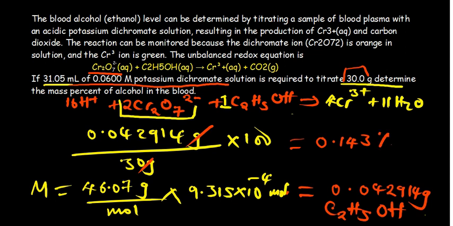0.143%. Okay, if you look at the information that we were given, we had a minimum of 3 significant figures, so this is okay as our final answer, 0.143%. That is the mass percent of our alcohol in the blood.